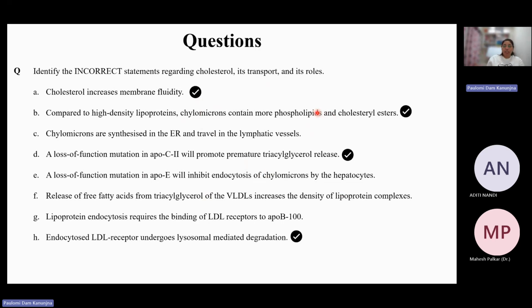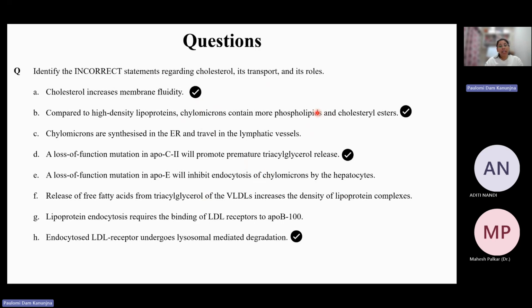So a loss of function mutation in ApoC2 will promote premature TAG release. ApoC2 is basically an activator of lipoprotein lipase, right? And this lipoprotein lipase enzyme hydrolyzes TAG. So a loss of function mutation in ApoC2 leads to impaired TAG breakdown. So find the difference between breakdown and release. The actual term is breakdown of the TAG, right?